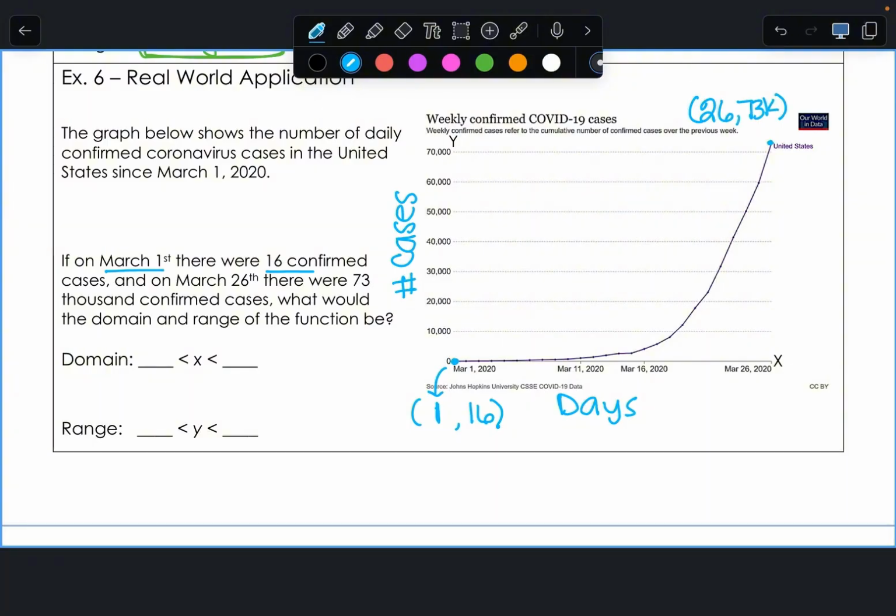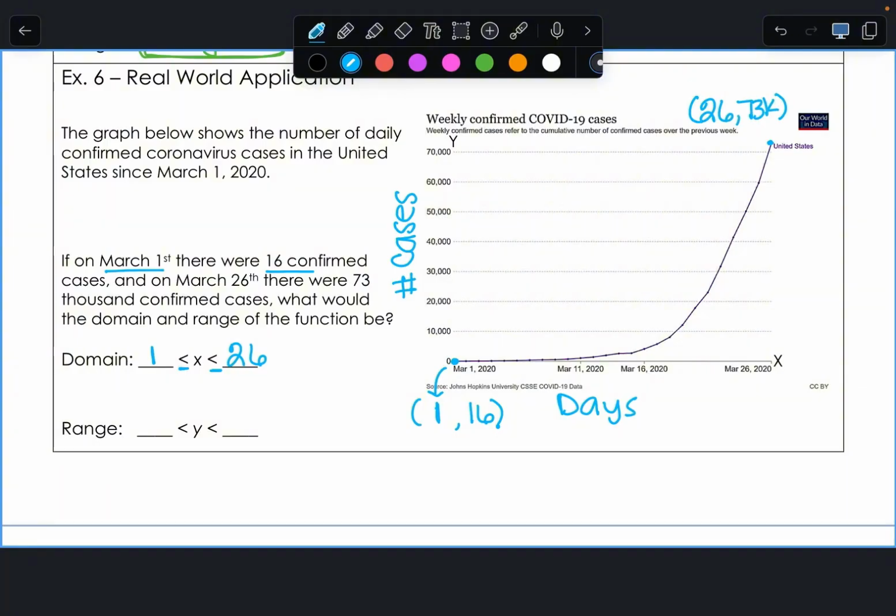All right. Domain. What's my smallest x? 1. And my highest? 26. Yep. Do we underline them? Yes. My domain represents the month of March from days 1 to day 26. Okay? 1 to 26.